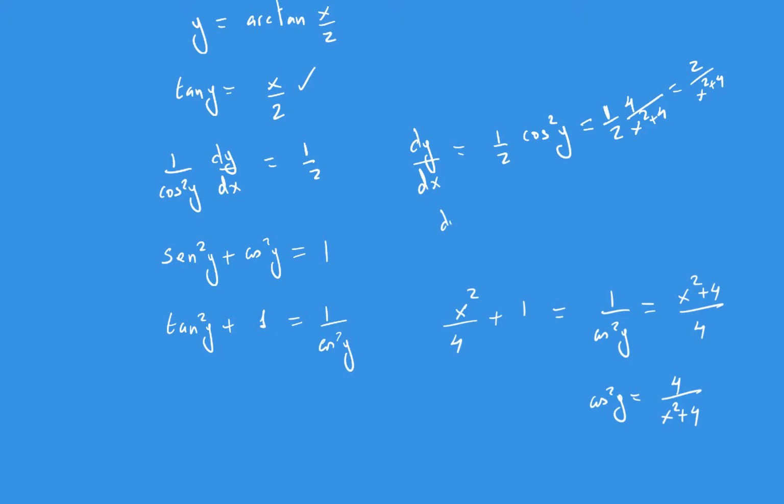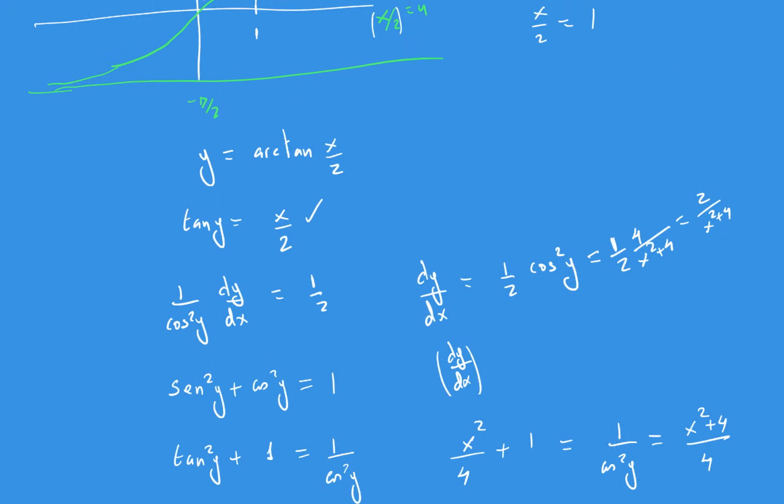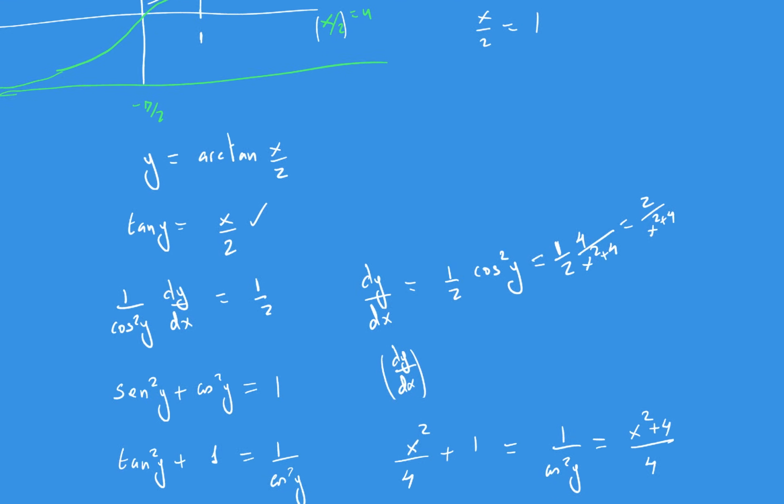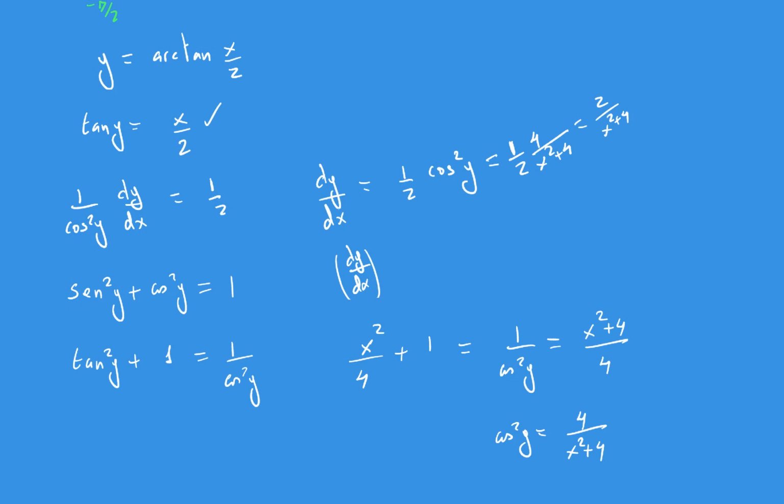And the derivative of y with respect to x at the point x equal 2 is 2 divided by 2 squared plus 4, which is 2 divided by 2 squared is 4, so 2 eighths. 2 divided by 8 is 1/4. So this is the slope at this point.